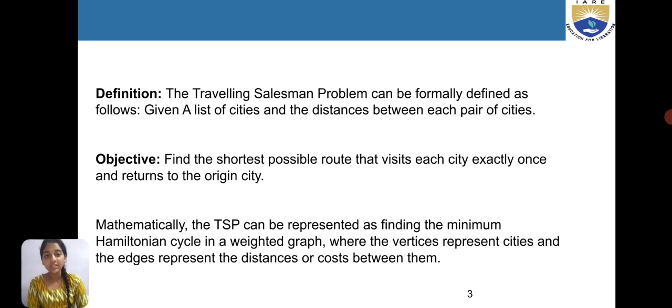And mathematically, the TSP can be represented as finding the minimum Hamiltonian cycle in a weighted graph, where the vertices represent the cities and the edges represent the distances or costs between them. So the edges represent the distances or costs between the cities, and the vertices represent the cities.